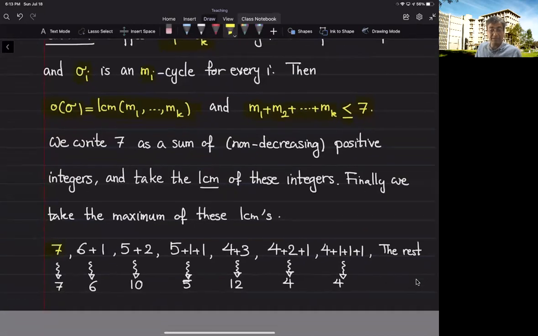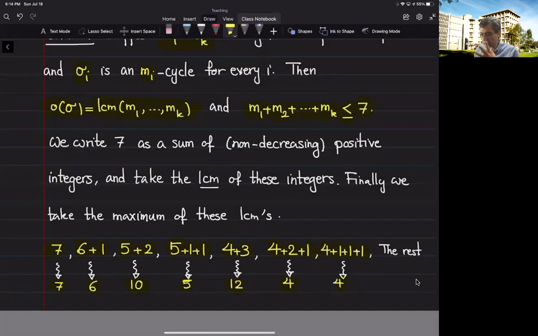So one way of writing 7 as a sum of positive integers is just considering 1 plus 7, so essentially a 7-cycle. The least common multiple would be 7. Or I can write it as 6 plus 1. The least common multiple would be 6. I can write it as 5 plus 2. The least common multiple would be 10. I can write it as 5 plus 1 plus 1. Then the least common multiple of these numbers would be 5. I can write it as 4 plus 3, then the least common multiple is 12, or 4 plus 2 plus 1, then the least common multiple is 4. 4, 1, 1, 1 is again 4.